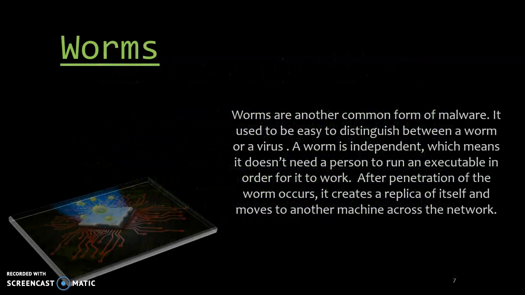Worms are another common form of malware. It used to be easy to distinguish between a worm or a virus. A worm is independent, which means it doesn't need a person to run an executable in order for it to work. After penetration of the worm occurs, it creates a replica of itself and moves to another machine across the network.